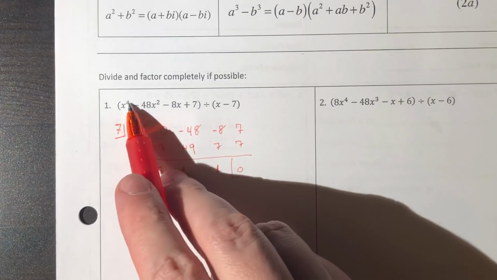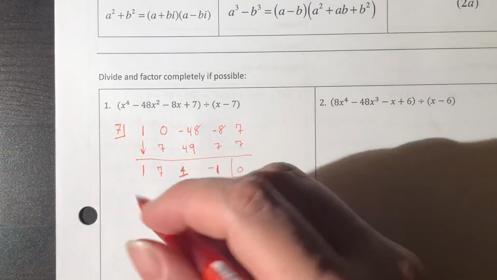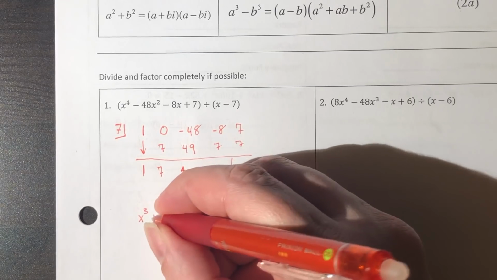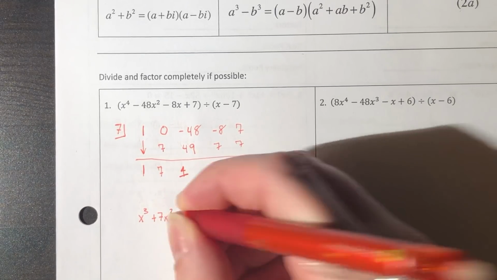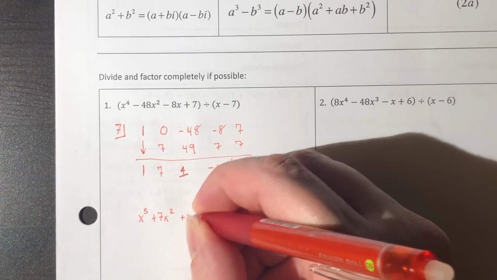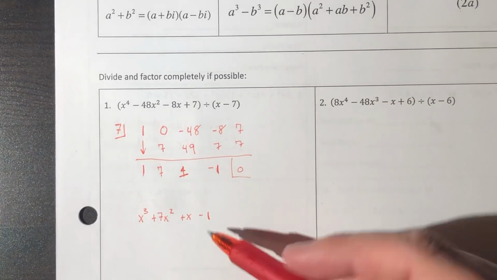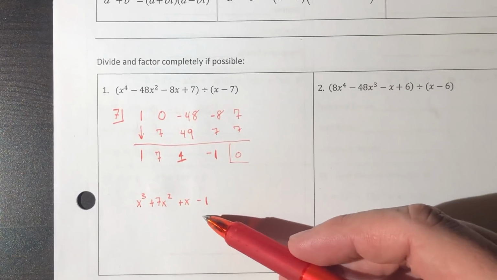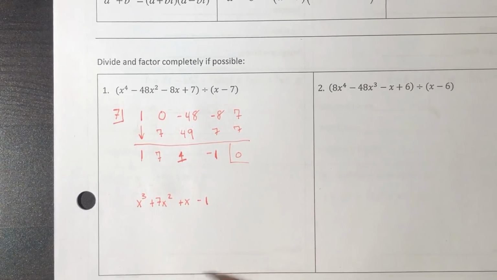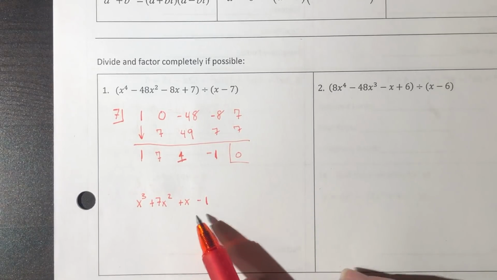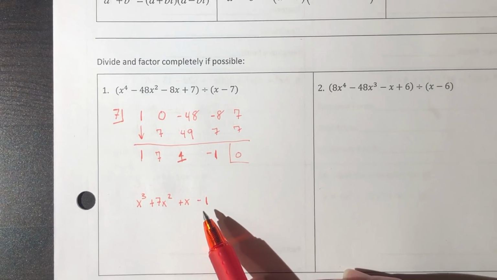So I take 1 degree lower than what I started with, so it's a power of 3. That's going to be x cubed plus 7x squared plus x minus 1. And now this will not factor further. If I try grouping it, it's just not going to give me equal groups. It's not going to factor further. So that is it completely factored.